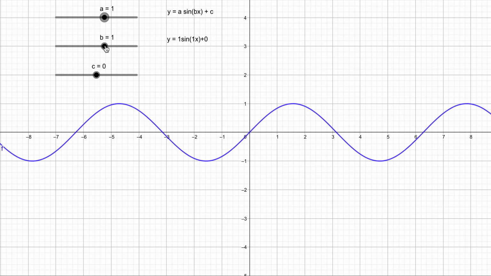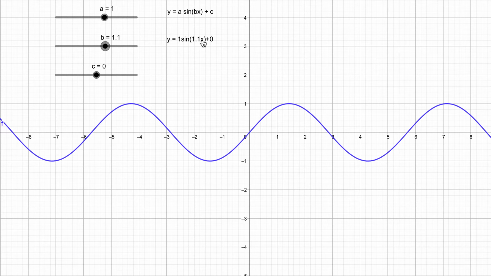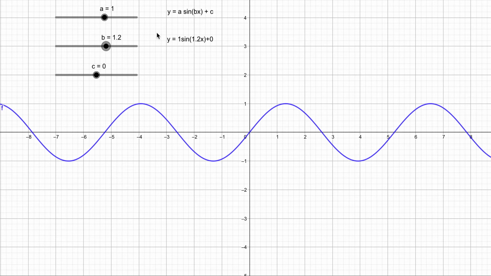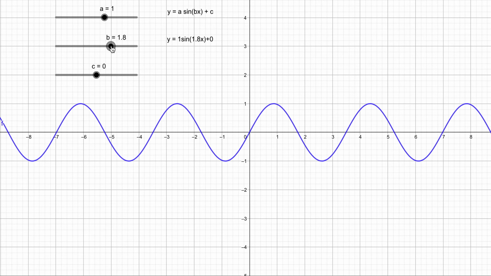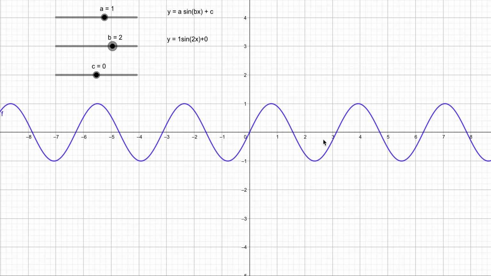B is where it gets a little bit harder to see. So B is going to change this value in front of the x. So I'll leave A as 1, C as 0, so we can try and see what's happening. Okay, I'll stop here and have a look at what's happening. So here, this point is 0, 0, so that hasn't changed. This point was at 90. Okay, 90 is actually here. So this point is 90, and this point is 180.